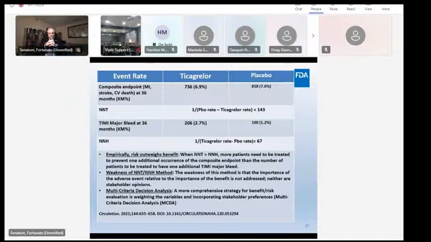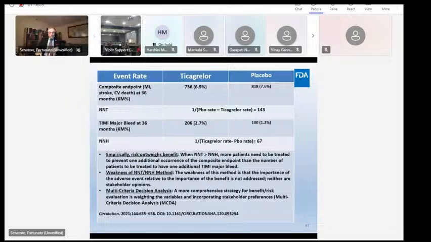How many patients do you need to treat to get a harm, a major bleed? Well, the placebo arm had 100 bleeds. The ticagrelor arm had twice as many. And so the number needed to harm is 67. So actually, you need more patients for a benefit than you need for a harm. In fact, for every patient that has a benefit, there are 2 that are having a bleed. And that is the basis of your risk-benefit evaluation.